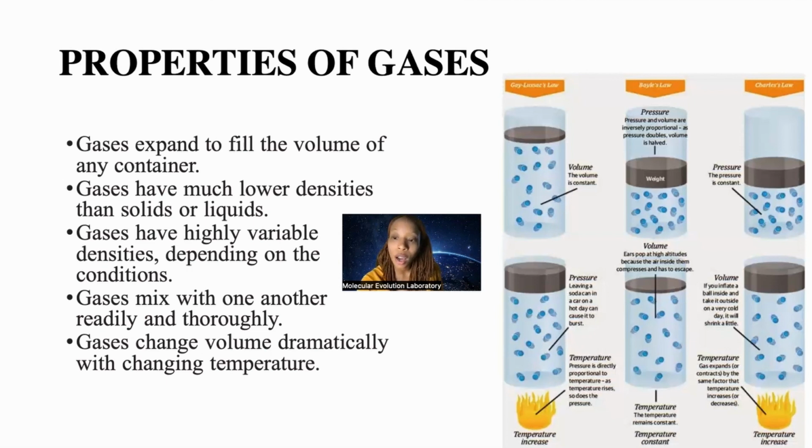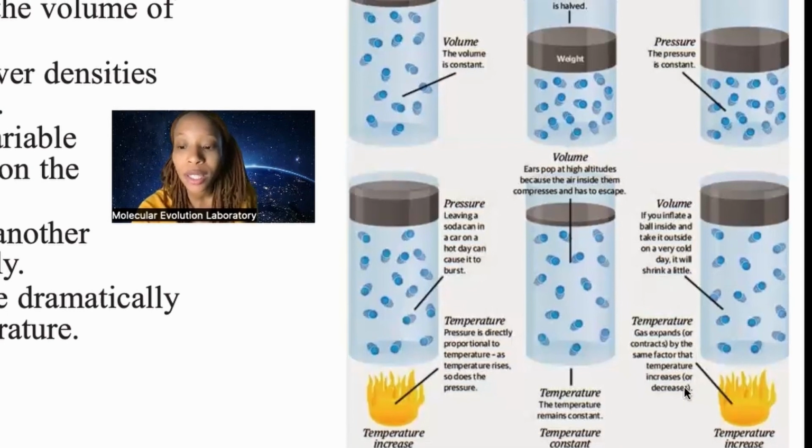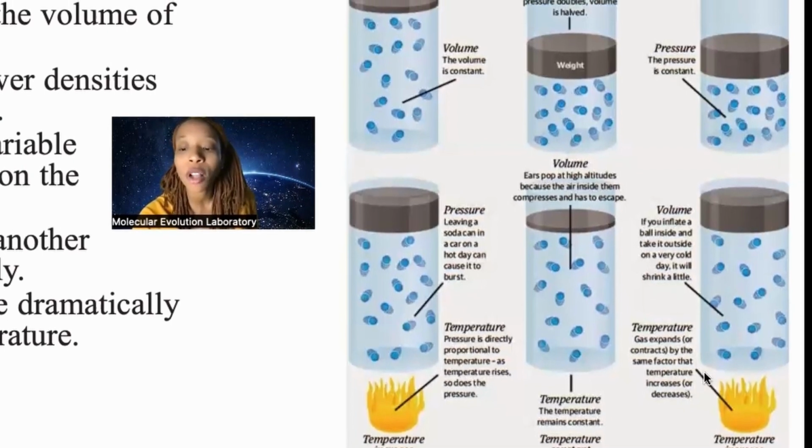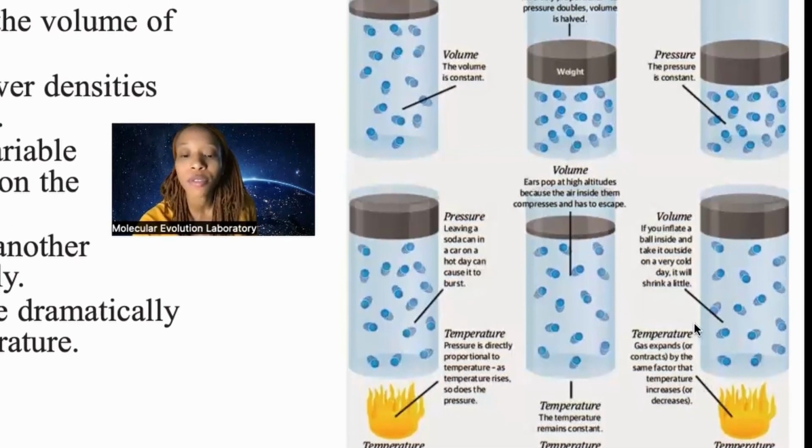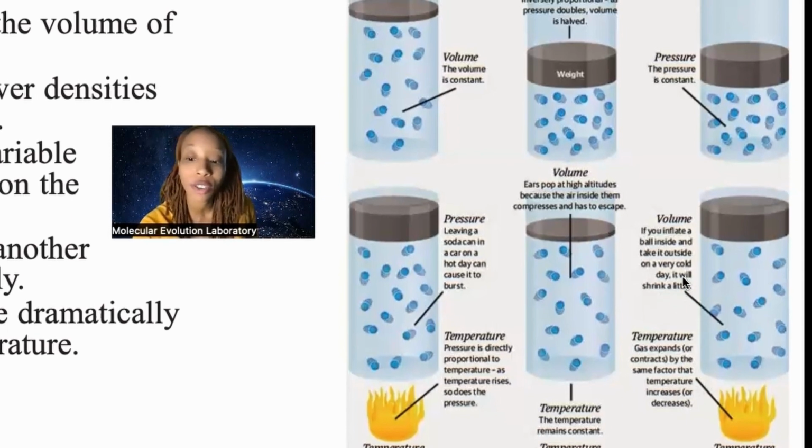With Charles' law, the volume is proportional to the temperature. So if there's an increase in volume, there should be an increase in temperature. A gas expands or contracts by the same factor that temperature increases or decreases. If you have a decrease in volume, you should have a decrease in temperature.